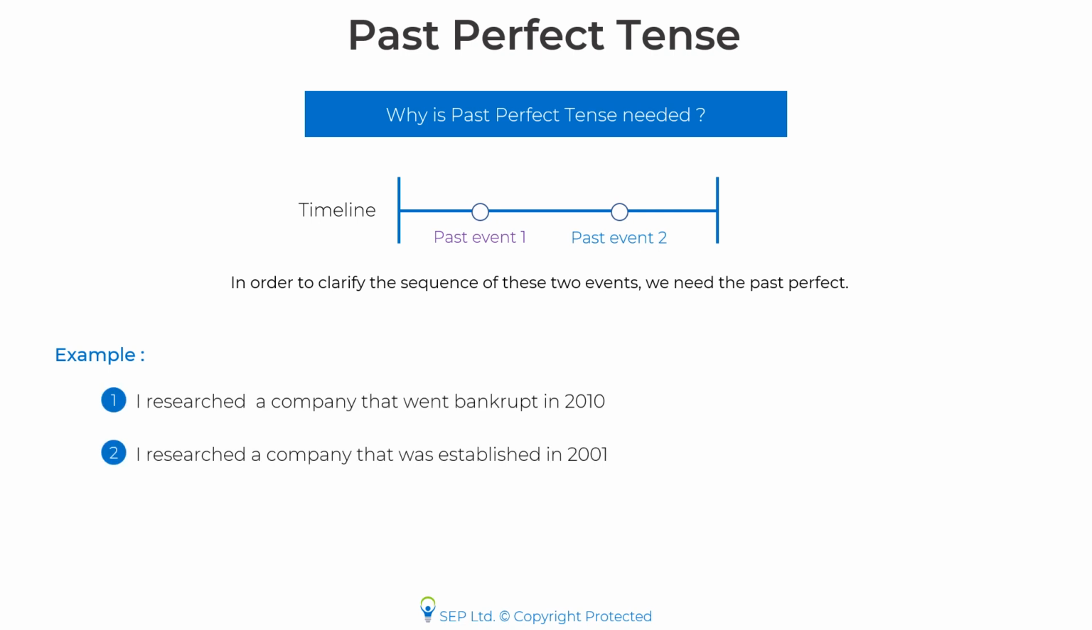Here are two sentences for you. I researched a company that went bankrupt in 2010, and I researched a company that was established in 2001. Now, which of these two sentences is incorrect and why? Can you tell us that? Take your time and then we will delve deeper to understand which of these is correct and why.